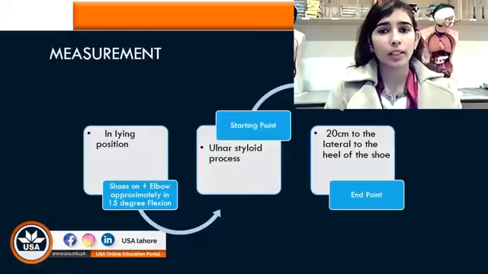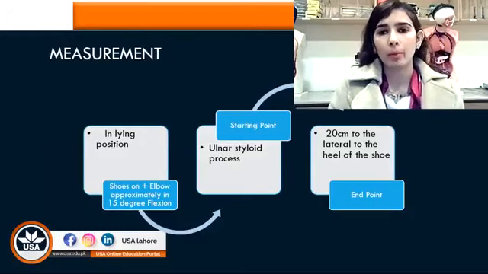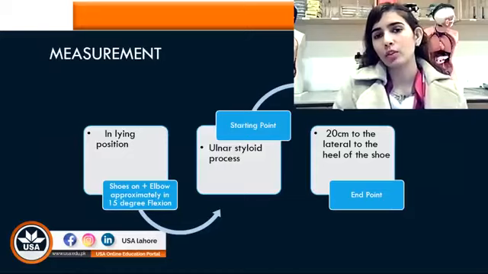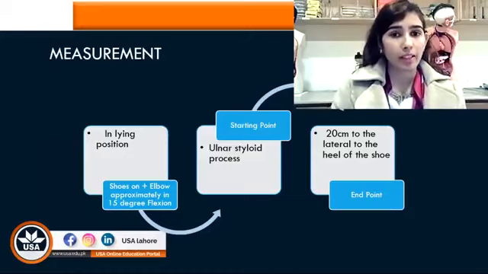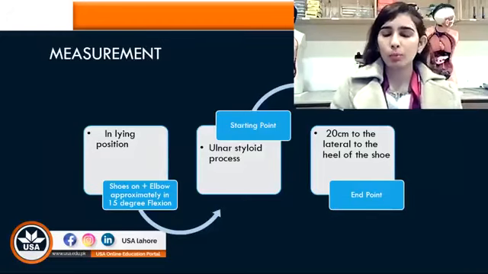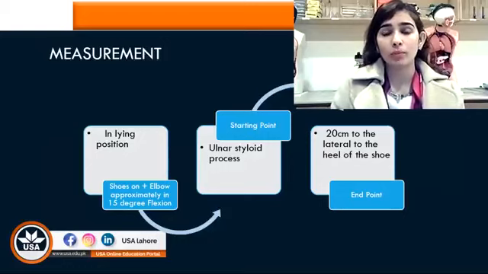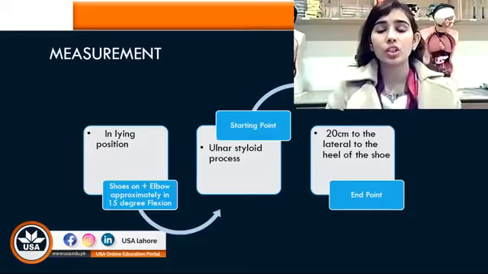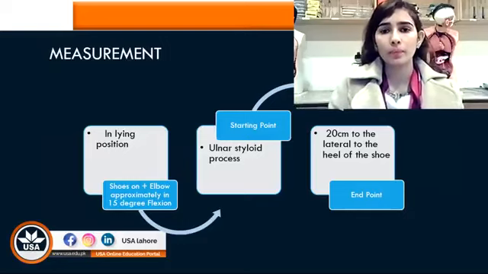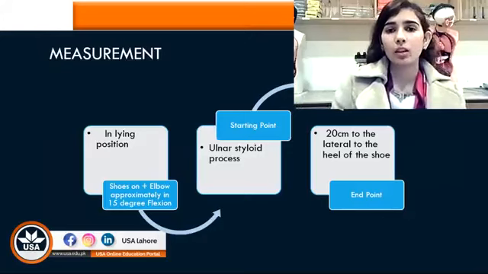Now taking the measurement for the elbow crutch, just as we took it for the axillary crutch, in lying position, if the patient has his shoes on, then we will keep the elbow of the patient in 15-degree flexion, and we will take the measurement from the ulnar styloid process, this time to 2 centimeters lateral to the heel of the shoe.